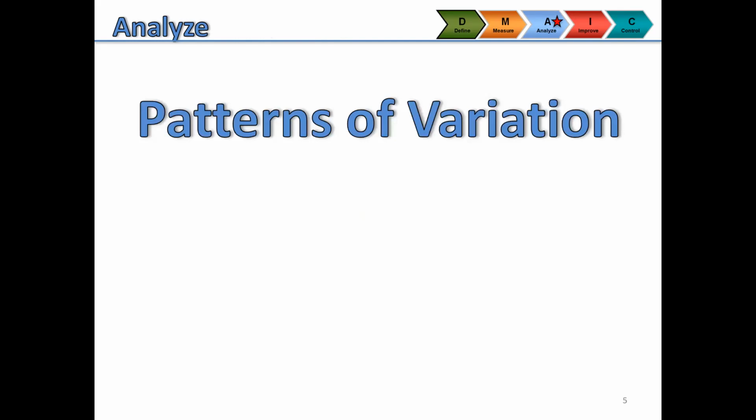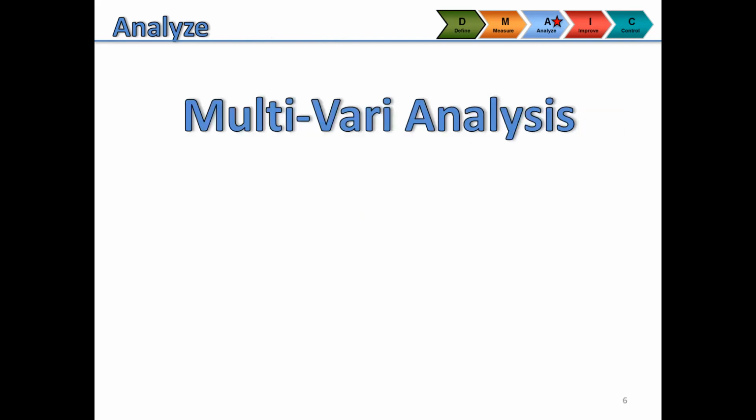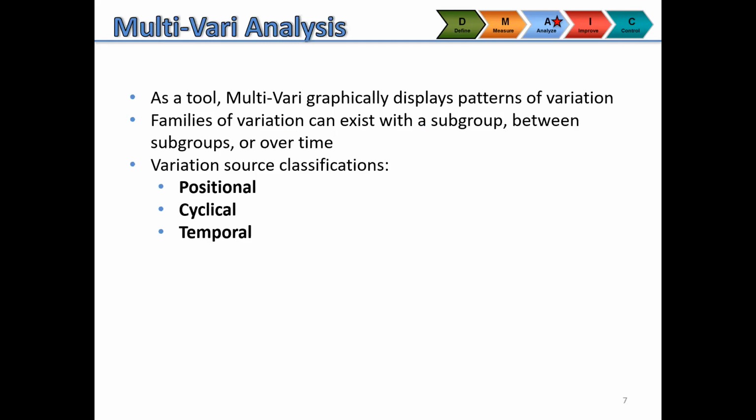And we'll start with patterns of variation and a tool called multivariate analysis. I love this tool because I think as a chemist, scientist, generally we only want to look at one variable at a time or make one change at a time. This is a tool that allows us to look at multiple variables at the same time. And when we're looking at variation in processes, there are some subgroups that we can look at, some sources. One is positional, one's cyclical, and one's temporal.